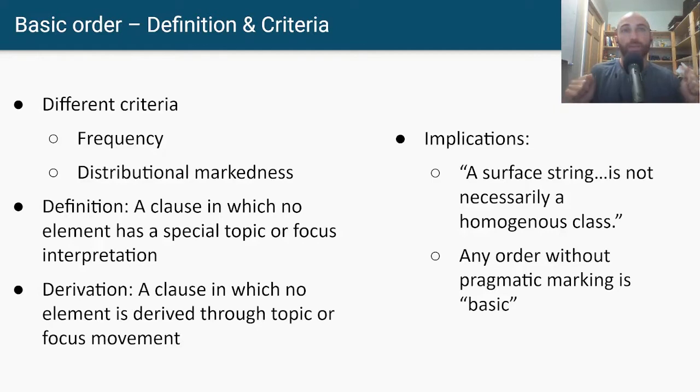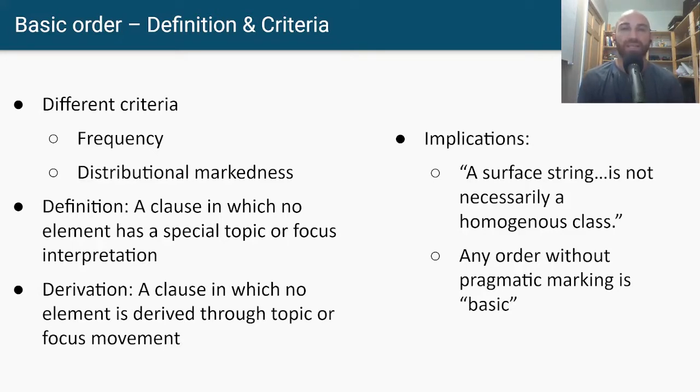And that topic or focus position is usually to the left of the verb. It's in what's called the left periphery. But the idea is that when you have that kind of derivation, it's not pragmatically neutral, okay? So the implication of this is that a surface string is not necessarily a homogeneous class. This is a very important point that we will come back to.